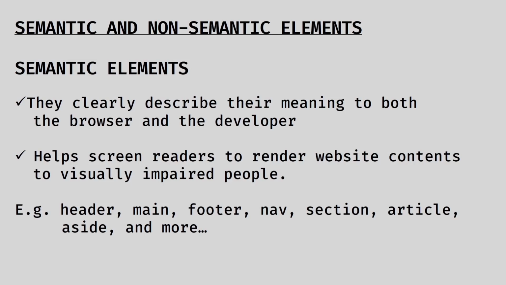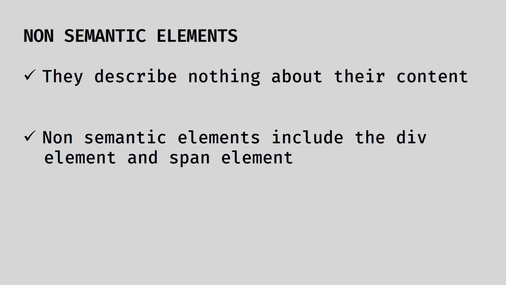So now let's have a look at what non-semantic elements are. Non-semantic elements are just the opposite of semantic elements. They describe nothing about their content. Two of the most used non-semantic elements are the div and the span element. Now don't worry, we'll have a closer look at that when we start coding in our HTML web document.